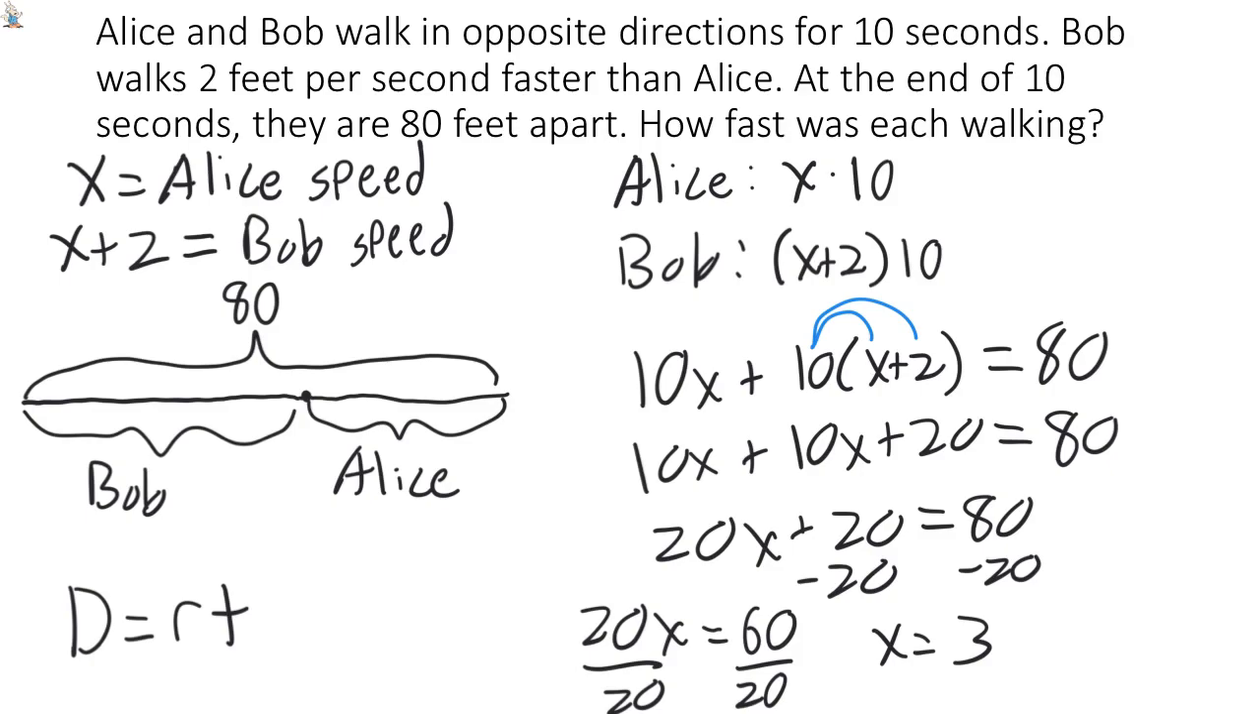Now, what does that 3 actually tell us? Well, fortunately, we wrote down at the beginning that x is Alice's speed, and so this tells us that Alice walks at a rate of 3 feet per second. We were asked to find both her and Bob's speed, but we know Bob walks 2 feet per second faster than Alice, and therefore Bob must have walked at 5 feet per second.